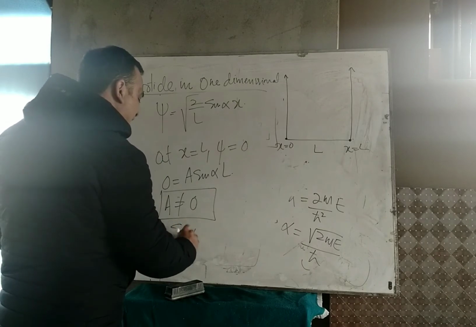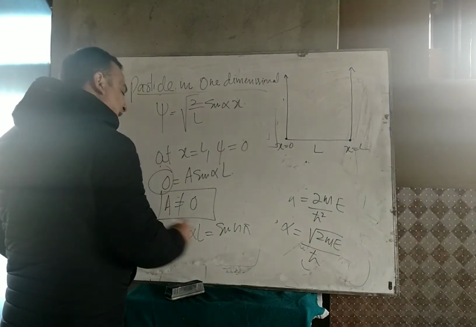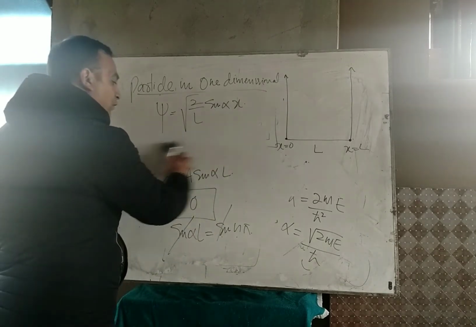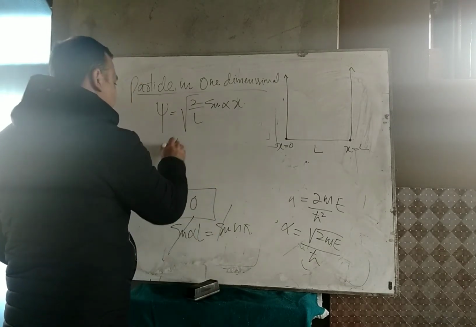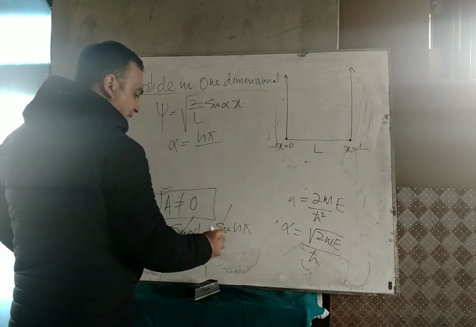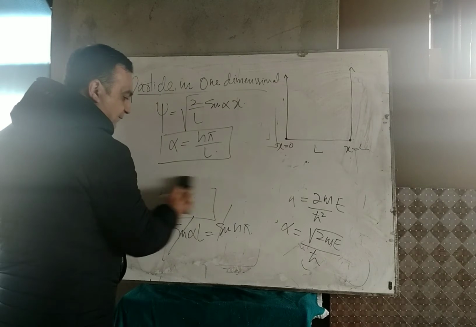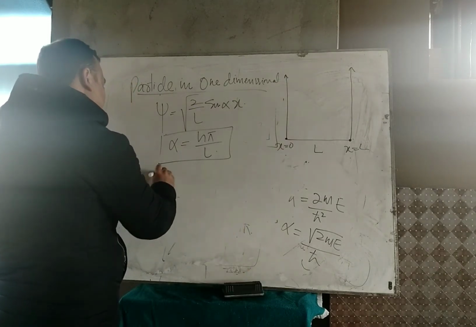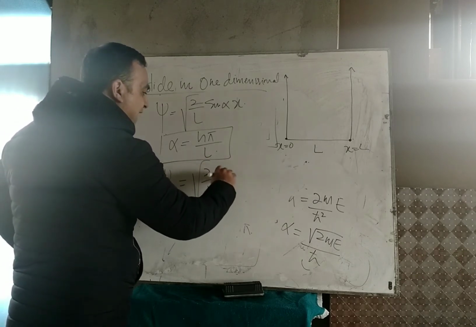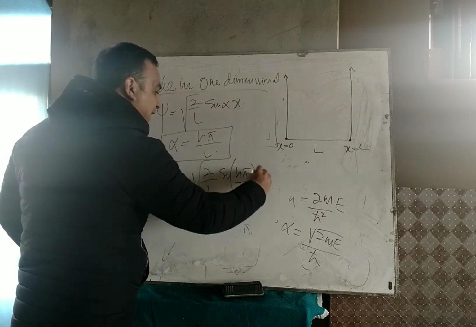So sine of alpha L is equal to sine of n pi, because 0 can be written as sine of n pi. Sine and sine will be removed. What will we get? We will get alpha. So alpha will come out to be n pi by L. So this alpha can be used here in this equation, and we have got psi n is under root of 2 by L sine of n pi by L times x.